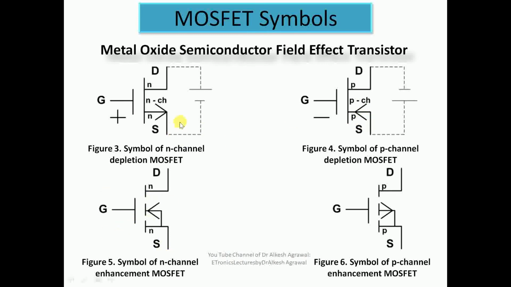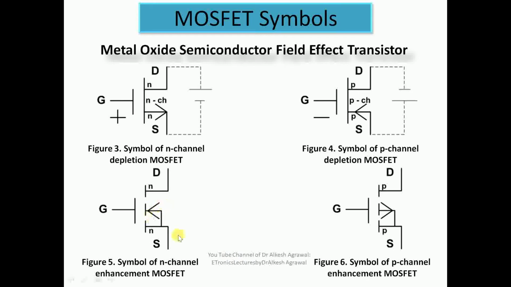So these are the symbols for N channel depletion MOSFET and P channel depletion MOSFET. Then we have a symbol for N channel enhancement MOSFET here. We have a broken line which shows the enhancement type of MOSFET, and here we have another connection. So here we have this outward current. If we assume an outward current direction, part of the current will go down, part of the current will go up.